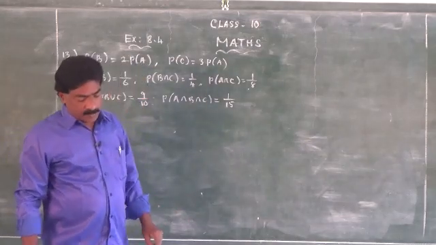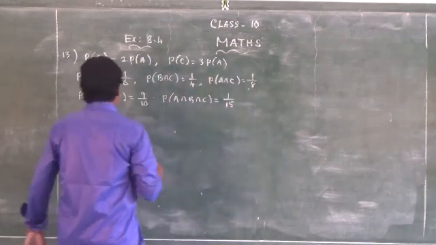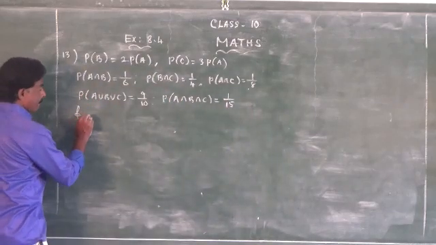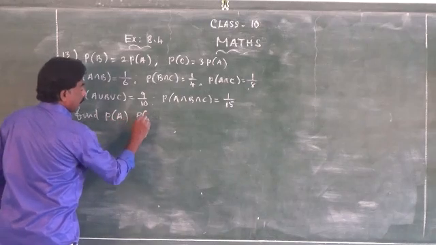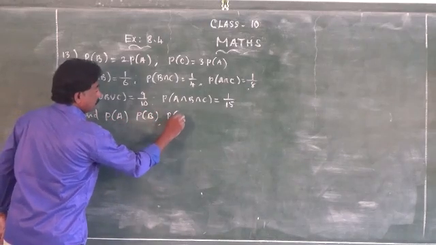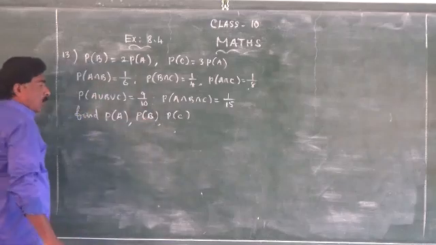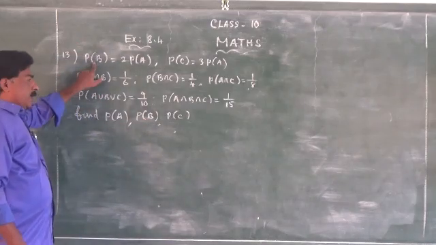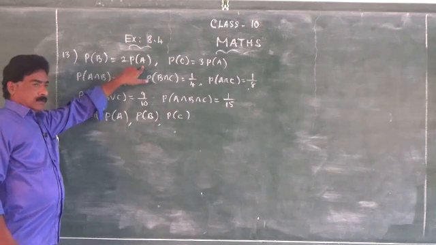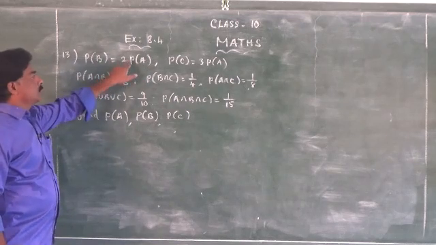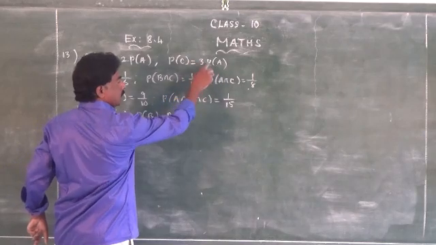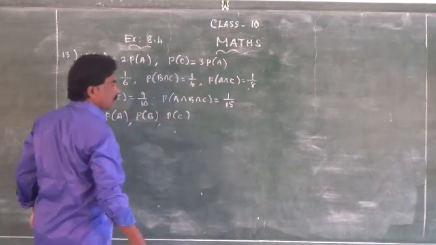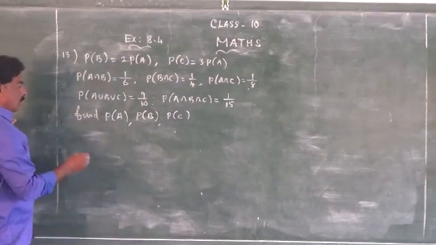What do we have to find? We have to find P of A, P of B and P of C. This is what you have to find. What is given? Probability of B is twice probability of A, so P of B is twice P of A. Probability of C is thrice probability of A, that is 3 times P of A. Other things are all given.